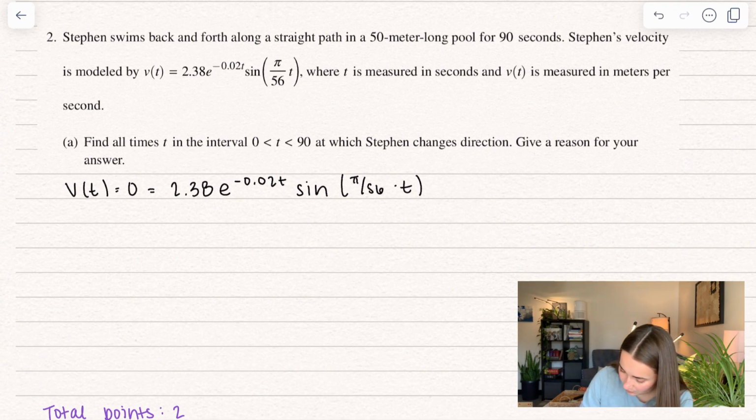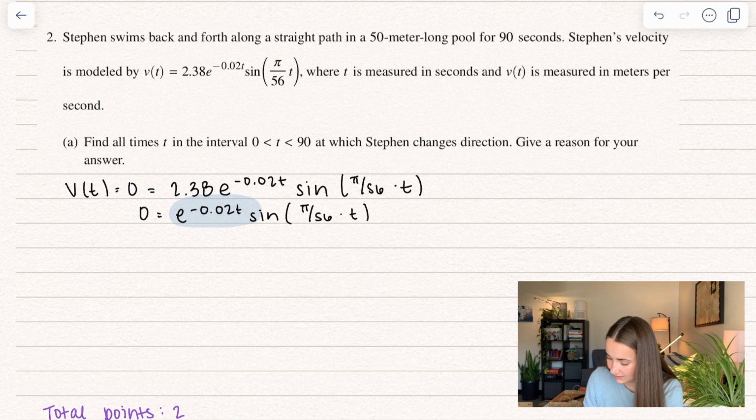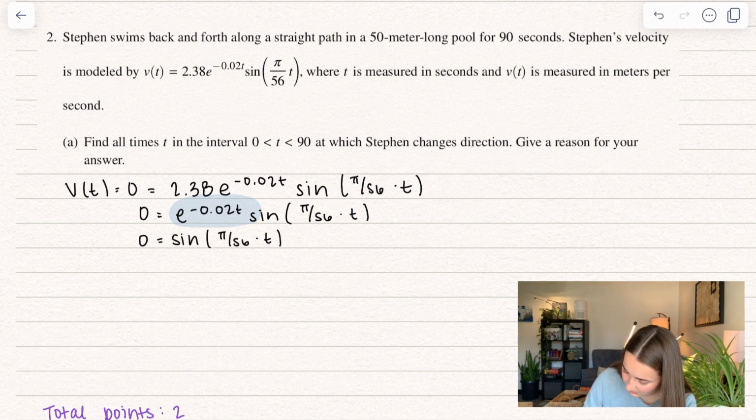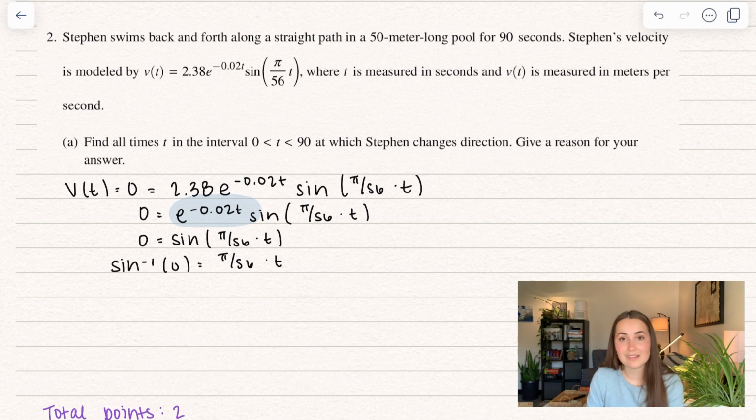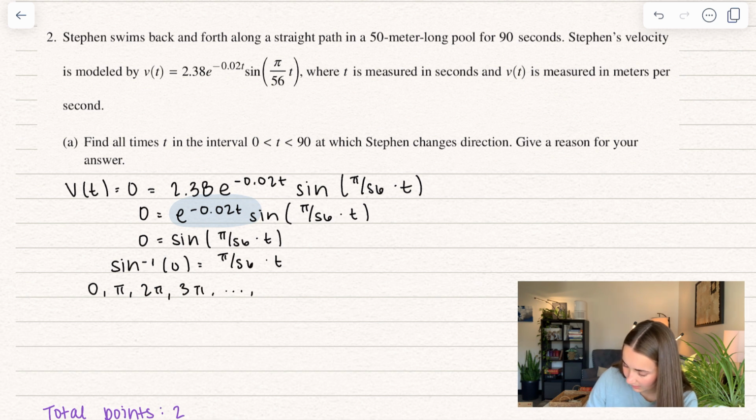We can divide by 2.38, so we get 0 is equal to e to the negative 0.02 t. We have that e raised to something is never going to be equal to 0. No matter what t value you plug in, you're never going to get an output of 0. So all we have to worry about is the sine portion. Taking inverse sine of both sides, inverse sine of 0 is equal to pi over 56 times t. And when is sine equal to 0? Well, that's going to be at 0, pi, 2 pi, 3 pi, so on and so forth, right? And that's equal to pi over 56t.